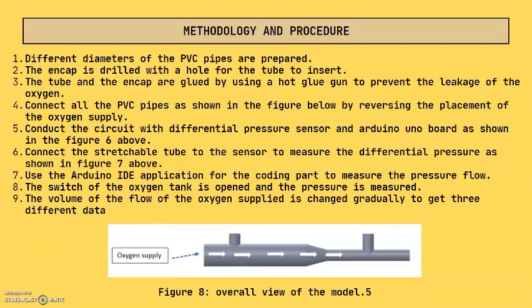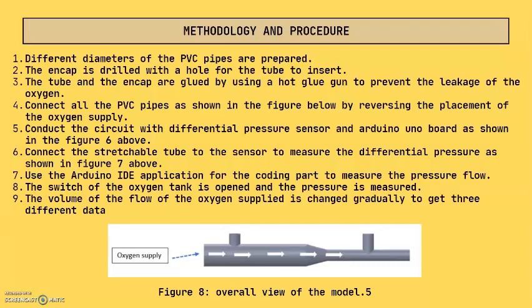And then for the methodology and procedure, so first of all, different diameters of PVC pipe are prepared. The end cap is drilled with a hole for the tube to be inserted. The tube and end cap are glued by using a hot glue gun to prevent the leakage of the oxygen. The PVC pipes are connected as shown in the figure below by reversing the placement of the oxygen supply. Construct the circuit with the differential pressure sensor and Arduino Uno board as shown in the figure from the last slide.